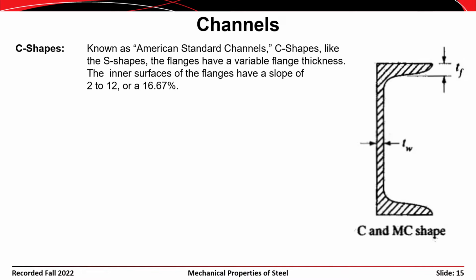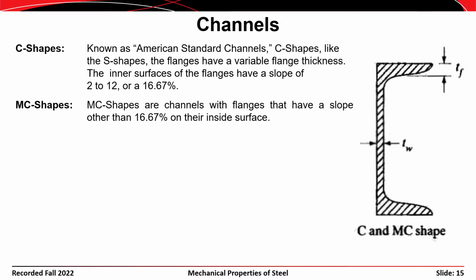Channels are also used fairly often in steel, though not as often as W shapes. They come in 2 different varieties, a C shape and an MC shape. A C shape is known as an American standard channel, and it has flanges that have variable thickness, much like the standard I shape or the S shape. The inner surfaces have a slope of 2 to 12 or 16.67%. MC shapes or miscellaneous channels are shapes that have flanges with a slope other than 16.67% on their inside surface.